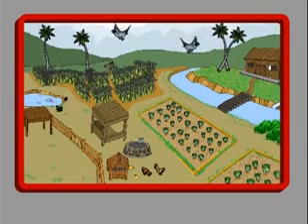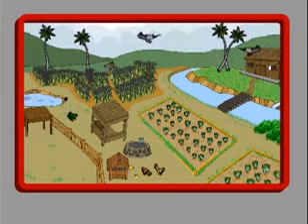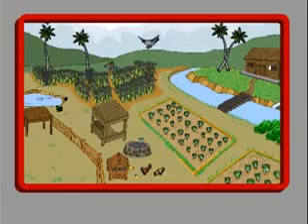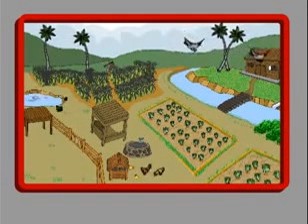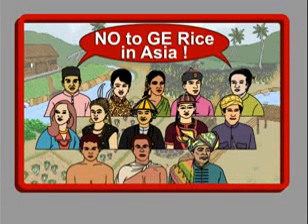We do not need GE crops, GE rice, or GE food. We have good traditional rice and crop varieties. Biodiversity-based, ecological cultivation of local seeds is the best way to grow healthy crops, which are safe and nutritious to eat. Asia's rice is Asia's heritage, food security, and food sovereignty. It belongs to the people of Asia and should not be owned by private corporations for profit or put at risk. Let us value and protect our local rice.